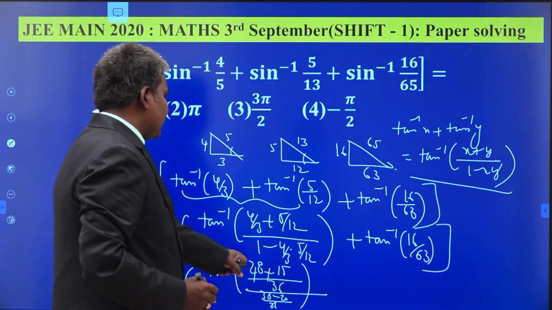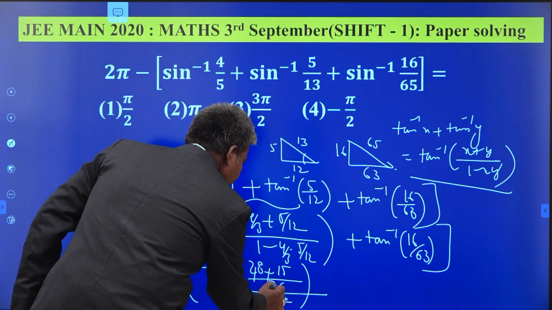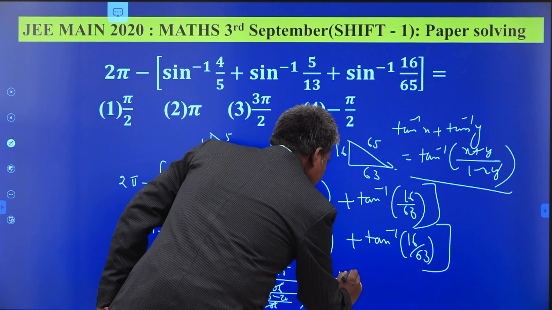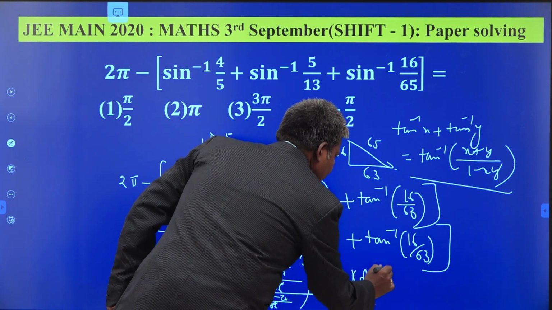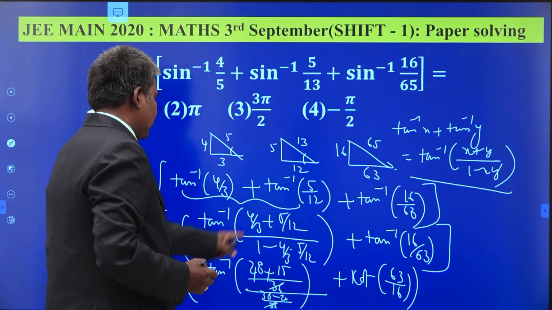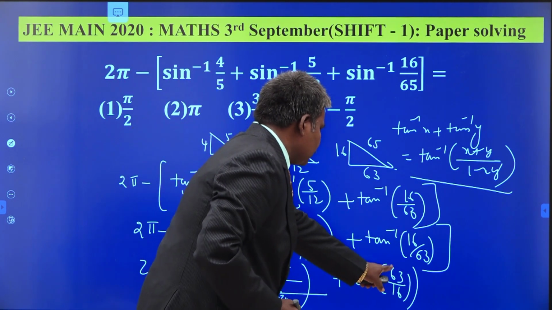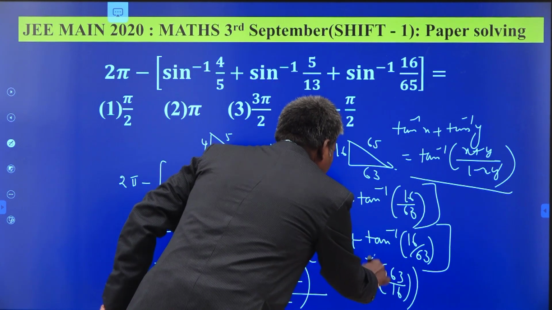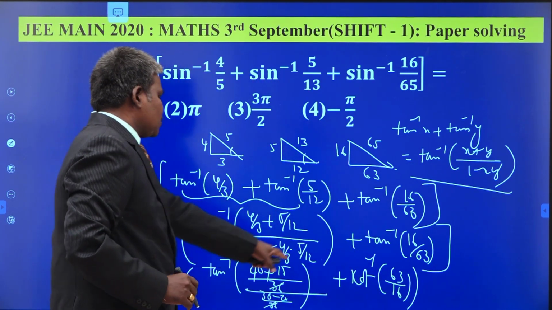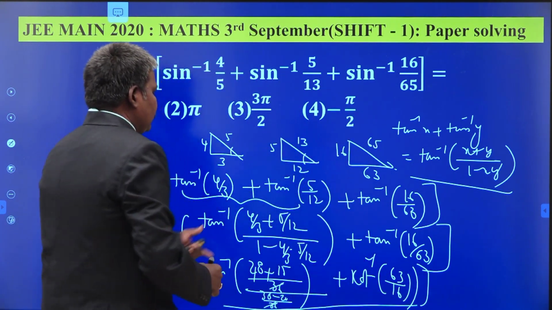So this is nothing but 63 by 16 plus this can be written as cot inverse of 63 by 16. Am I correct or not? Take LCM as 36. This is 63 by 16. Here also 63 by 16, but I am writing in this manner, cot inverse. See here, tan inverse x plus cot inverse x is what? Pi by 2. So to get the pi by 2, we are doing in this manner.